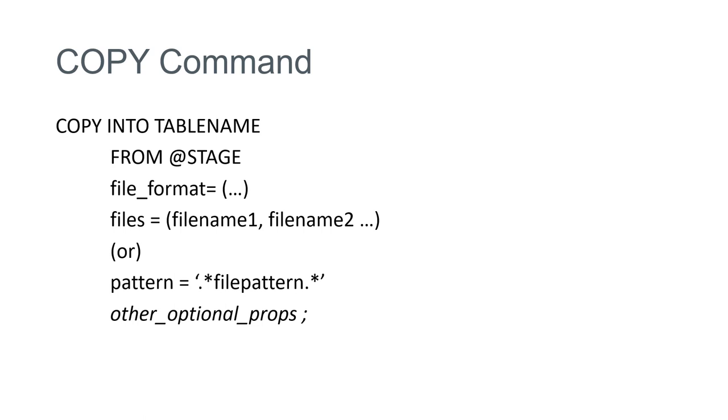So this is the syntax of the copy command. Copy into table name from the stage, that means the location of the files, and the file format, where we have to specify the file properties. We'll explain this in later videos. And we have to mention either the file names or the file patterns. We can set some other additional properties as well. We'll see these optional properties in some other video. But this is the syntax of the copy command.